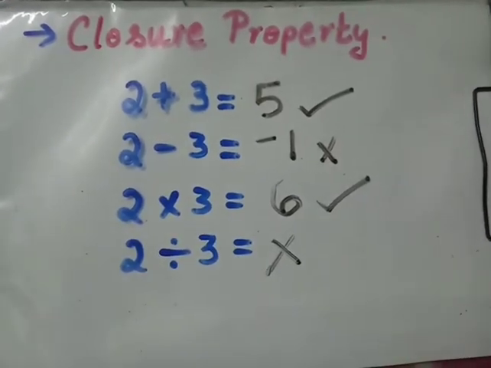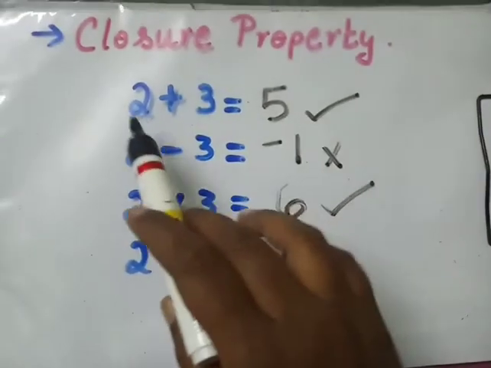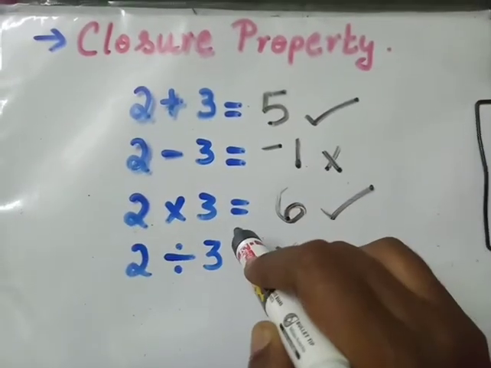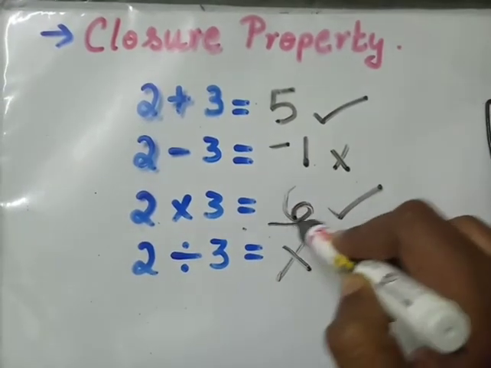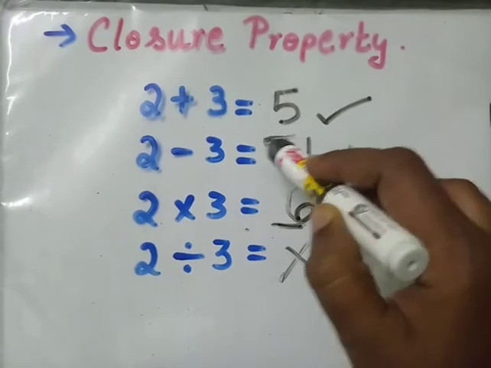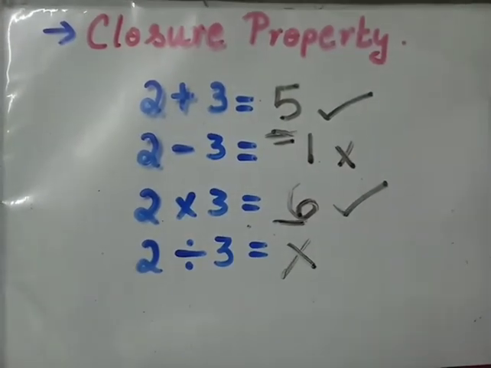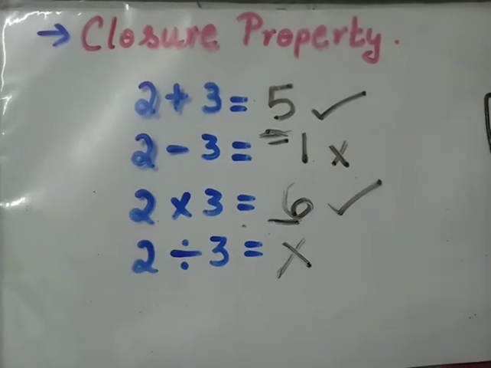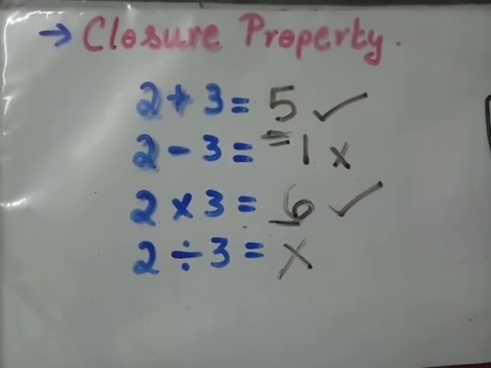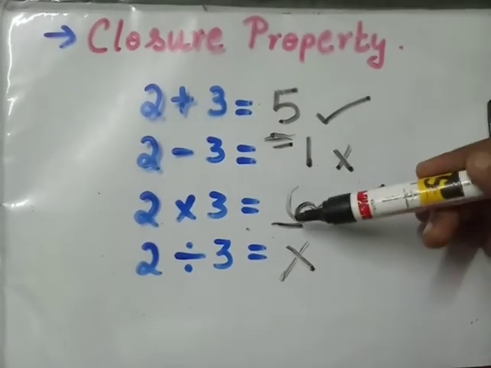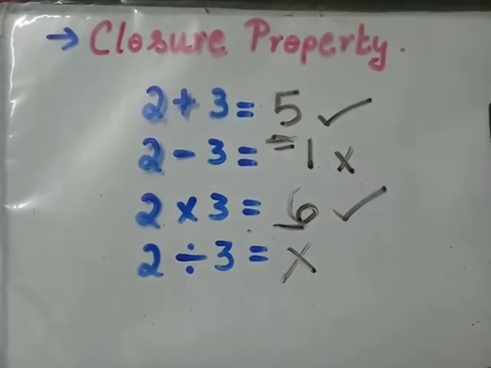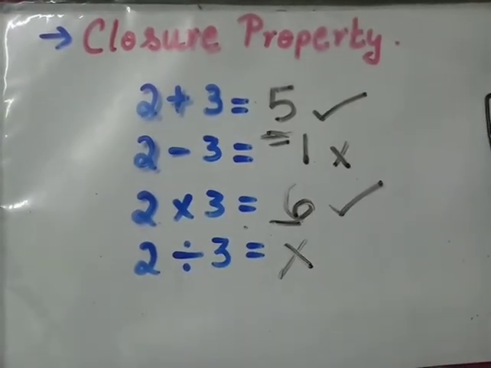So what do you mean by closure property? When you add or when you multiply two whole numbers, the answer should also be a whole number. Then only we can say closure property is applicable. So closure property is applied only for addition and multiplication. Now let us discuss the second property.